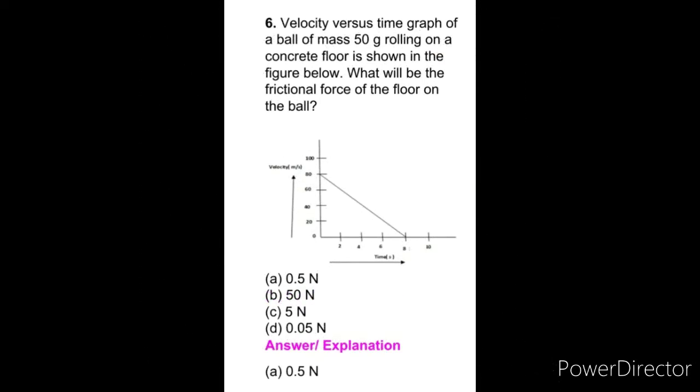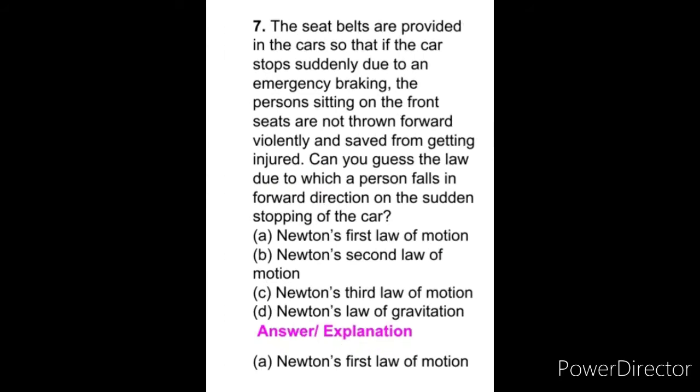Question 6. Velocity versus time graph of a ball of mass 50 gram rolling on a concrete floor is shown in the figure below. What will be the frictional force of the floor on the ball? A. 0.5 Newton, B. 50 Newton, C. 5 Newton, D. 0.05 Newton. Answer is A. 0.5 Newton.